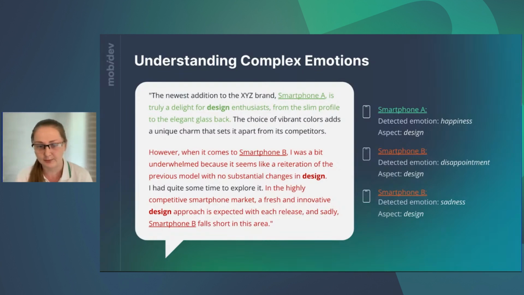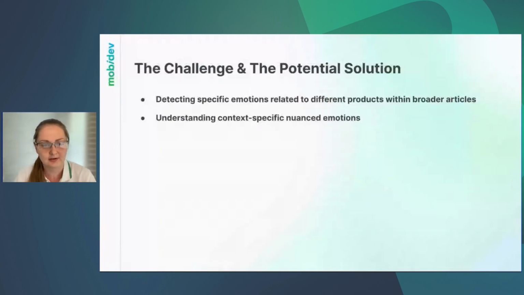Another one is smartphone B, and the reviewer also talks about design, but we can see that he or she is quite disappointed with it, and even kind of sad because of the disappointment, I guess. So this is quite a challenging task. It is challenging because we need to detect specific emotions related to different products within a broader article. This is also not an easy thing. And we need to understand context-specific nuanced emotions. So everything is based on the context.